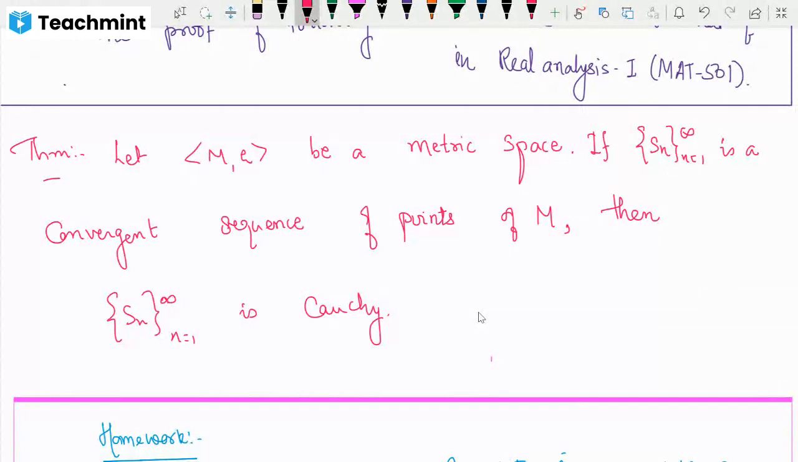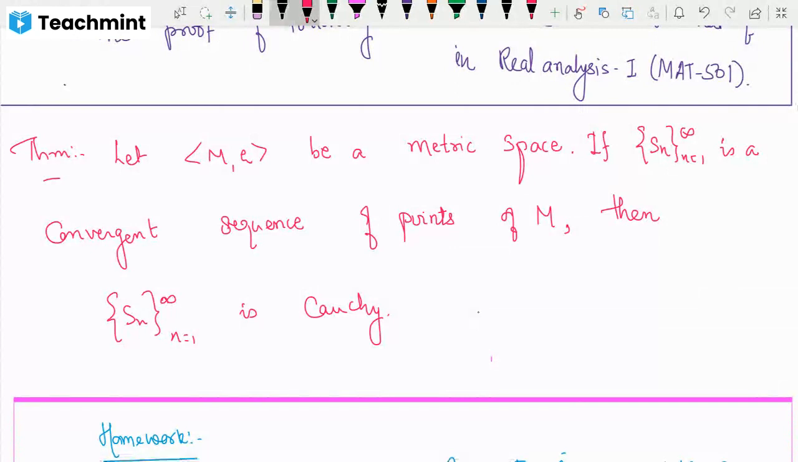And what is the definition of a divergent sequence? If the limit of the sequence may not exist, or it may be plus infinity or minus infinity, in that case we call it a divergent sequence. So what is the statement of this theorem? Let (X, ρ) be a metric space and Sn a convergent sequence of points of X, then Sn is Cauchy. It means that every convergent sequence is a Cauchy sequence.